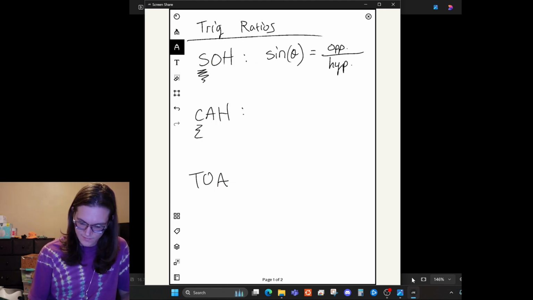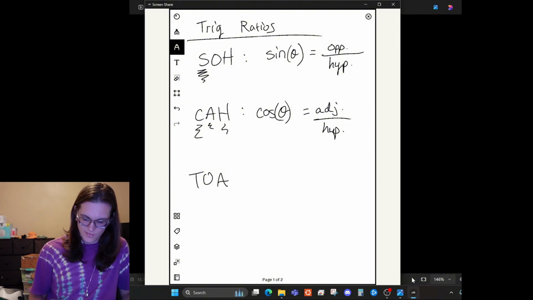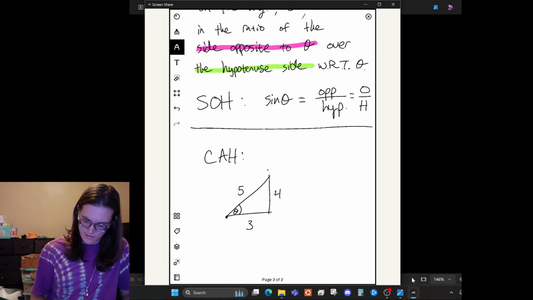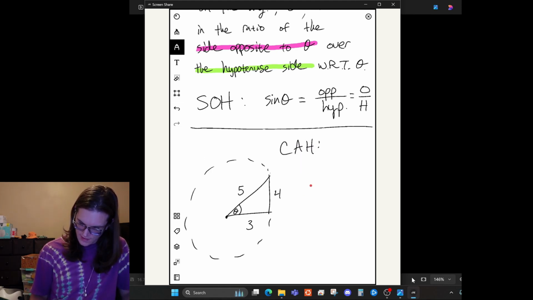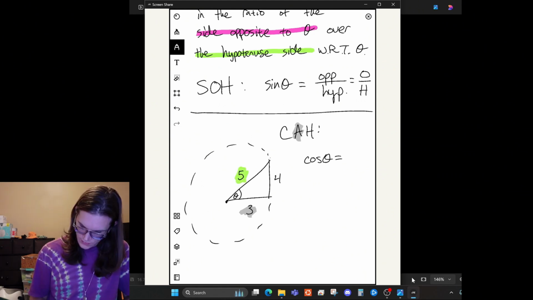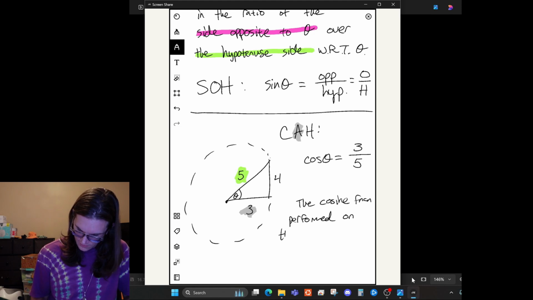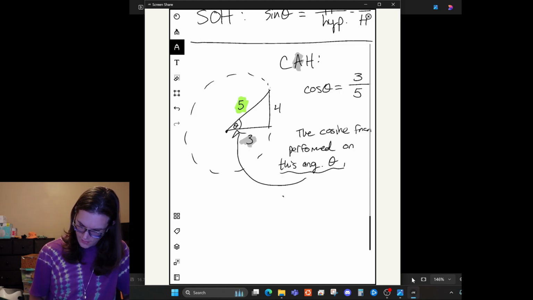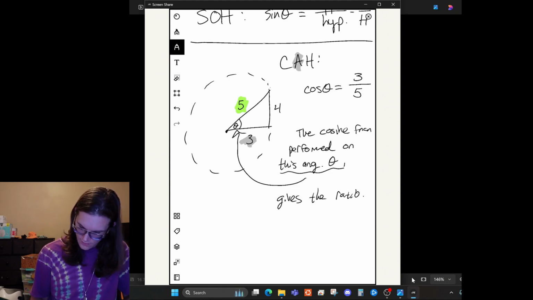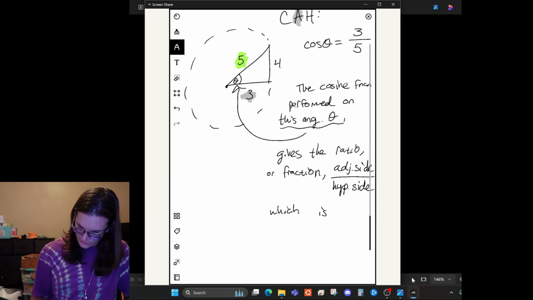It's the same idea. The COS is cosine. So people say cos. Cosine of the angle is the adjacent side over the hypotenuse. So the ratio of, quickly, if we're focused on this theta, which we often are, again, because you can imagine a circle that this is in, for that triangle, we have cosine of theta is equal to the adjacent side over the hypotenuse. So cosine of theta is going to be equal to the adjacent side over the hypotenuse, which just says that the cosine function performed on this angle theta, this one, gives the ratio or fraction adjacent side over hypotenuse side, which is 3 over 5.